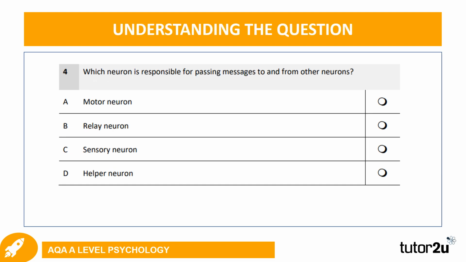Question number 4 now. Which neuron is responsible for passing messages to and from other neurons? Is it A, motor neuron, B, the relay neuron, C, sensory neuron, or D, the helper neuron?